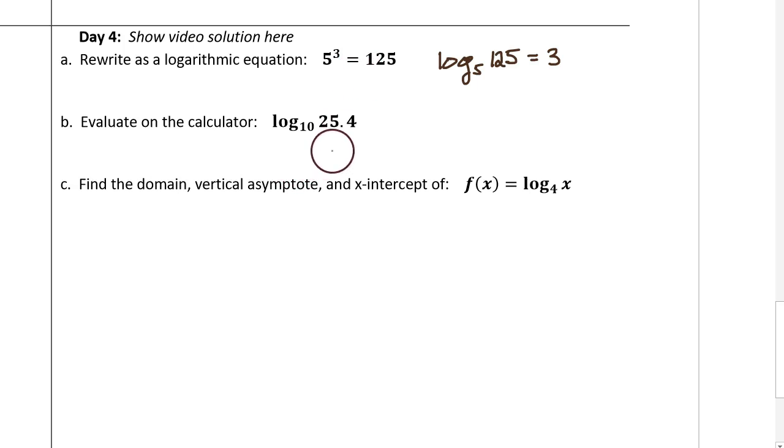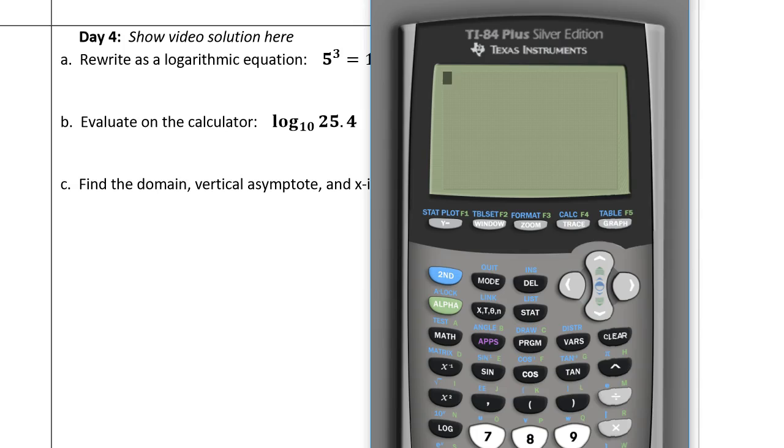Question B, evaluate on a calculator. Log base 10 of 25.4. We could try to do this mentally by asking 10 to what power makes 25.4, but that's not going to work out to a whole number answer. So we're going to have to use the calculator. So pull the calculator onto the screen.